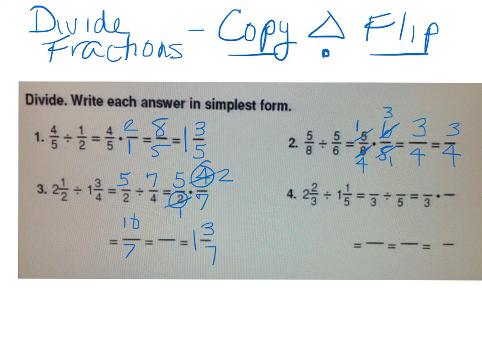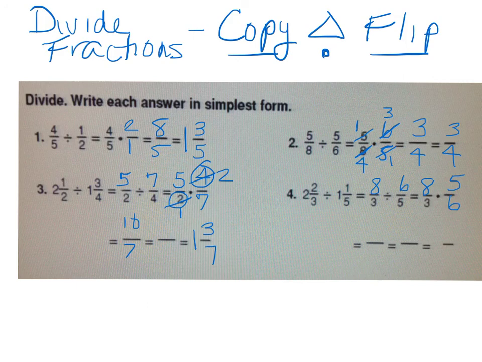All right, and the last example, 2 2/3 divided by 1 1/5. We're going to rewrite as improper fractions. So 2 2/3 is the same as 8/3. 1 1/5 is the same as 6/5. Now we copy, change, and flip. Our total amount is 8/3. Change to multiplication. Take the reciprocal of the second fraction.